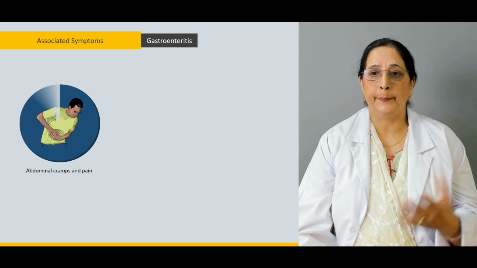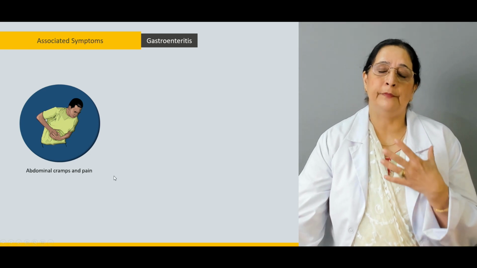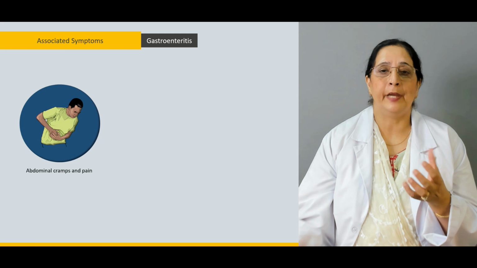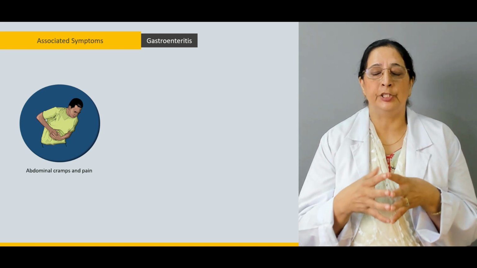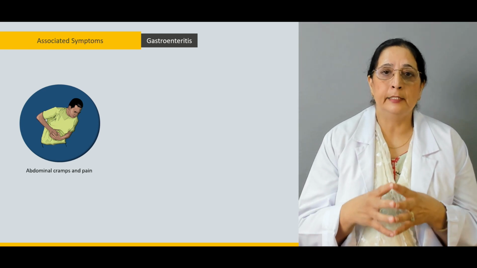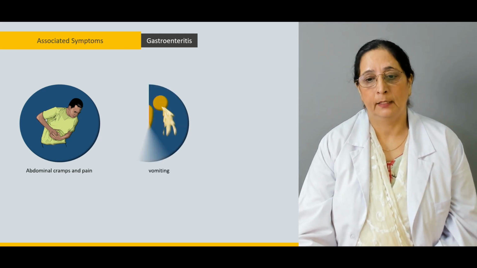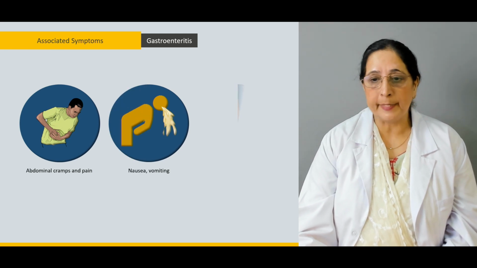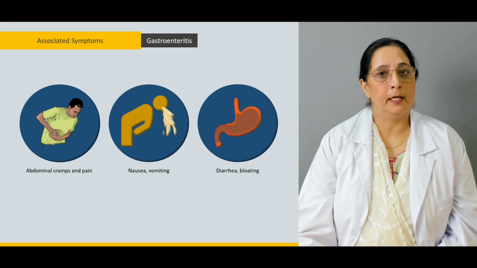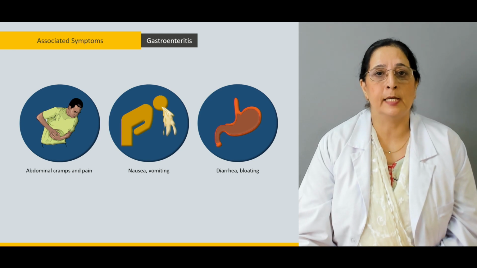Gastroenteritis, again, is an important associated symptom of anaphylaxis. What happens in gastroenteritis? Abdominal cramps and pain, especially if there is an anaphylactic reaction as a result of food allergies and ingestion of food that the patient might be allergic to. It causes abdominal pain, cramps, and discomfort. Then there is nausea, vomiting, diarrhea, and bloating. So all these are the features of gastroenteritis.